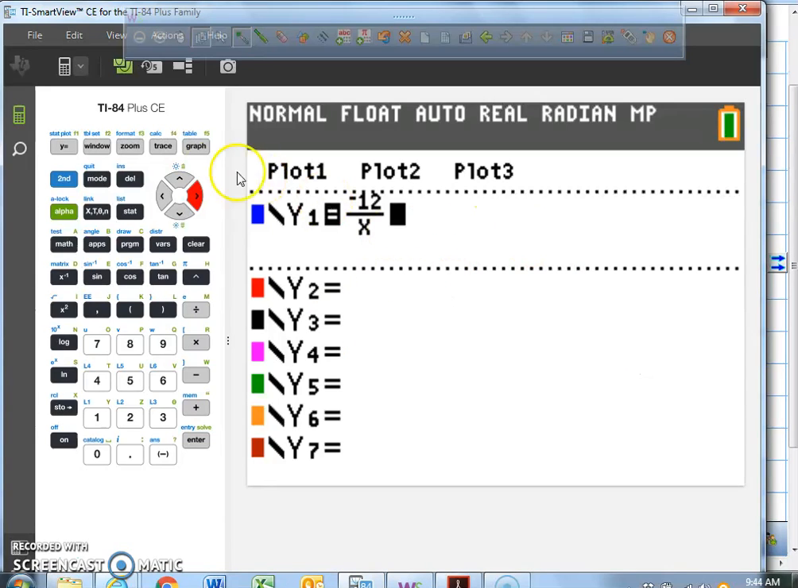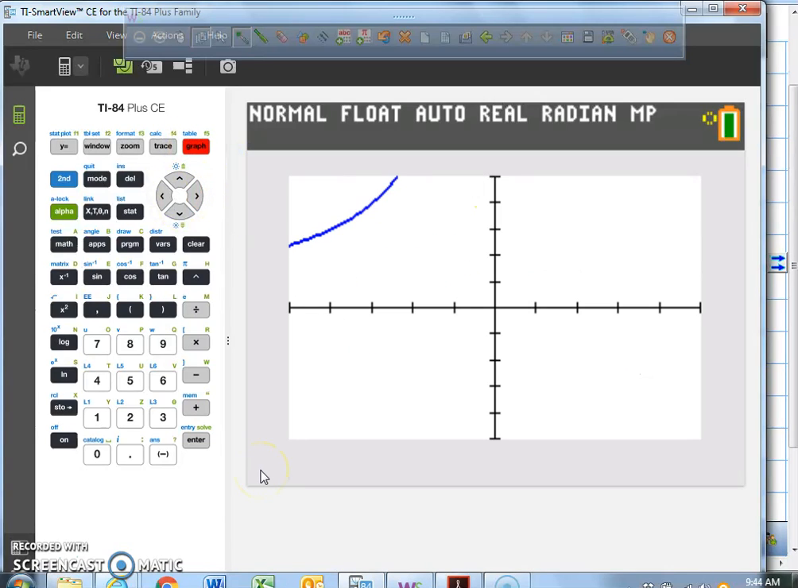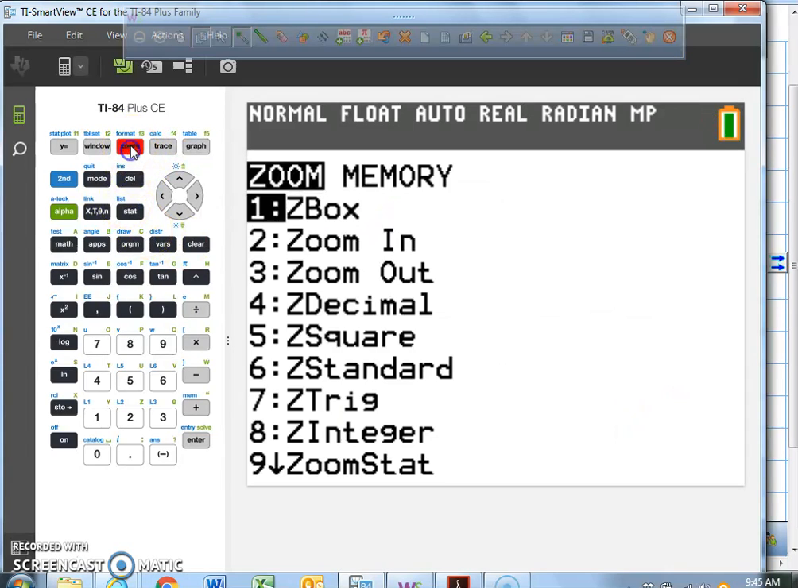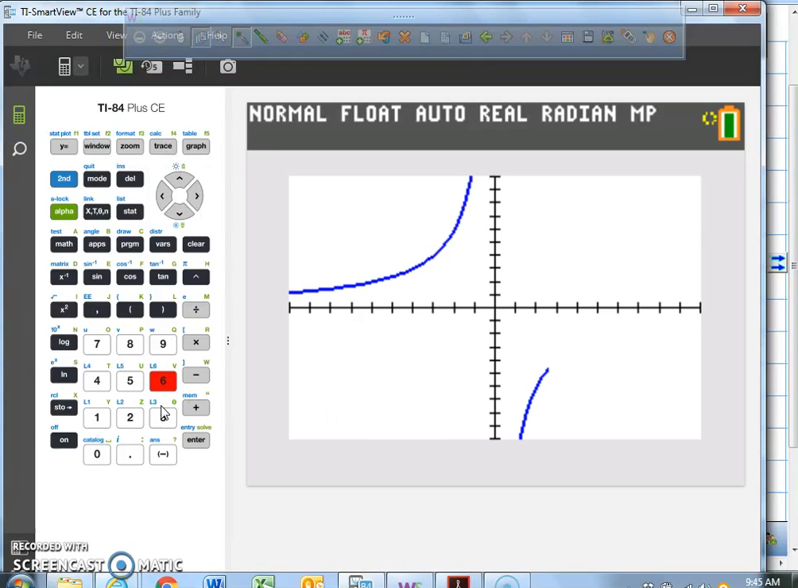Alright? Now what I want you to do right now is hit the graph button. Let's take a look at it. Now, your screen might look different than my screen, correct? Alright, so I'm going to hit right here, everybody at the same time hit zoom and 6. Then everybody will have the same standard screen. Zoom 6 brings you to a standard screen.